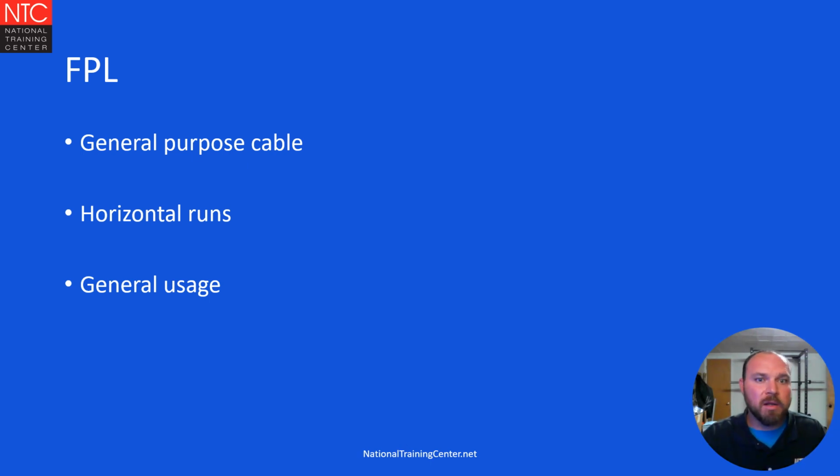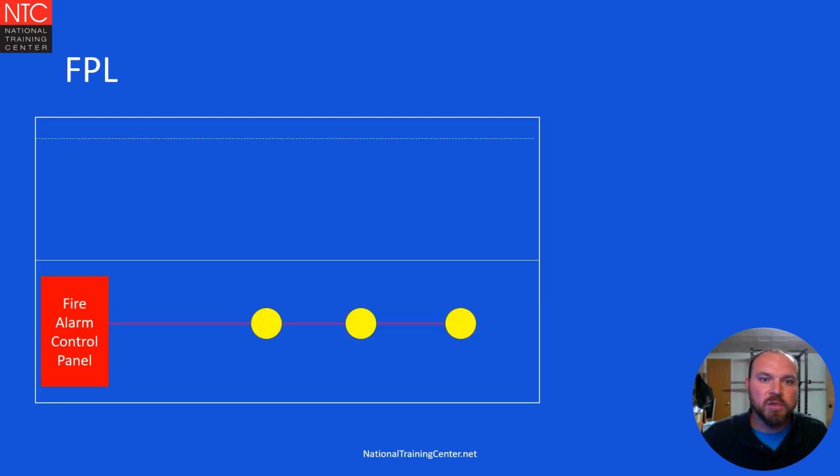Now, FPL, as I mentioned, is just general purpose cable. We utilize it on horizontal runs on a single floor, general usage. If we are not going between floors or we're not going in any environmental air return systems, FPL is absolutely going to be suitable for use. So here we take a look at our fire alarm cabling as it goes out to a single floor and to its devices. FPL is perfect for this application.